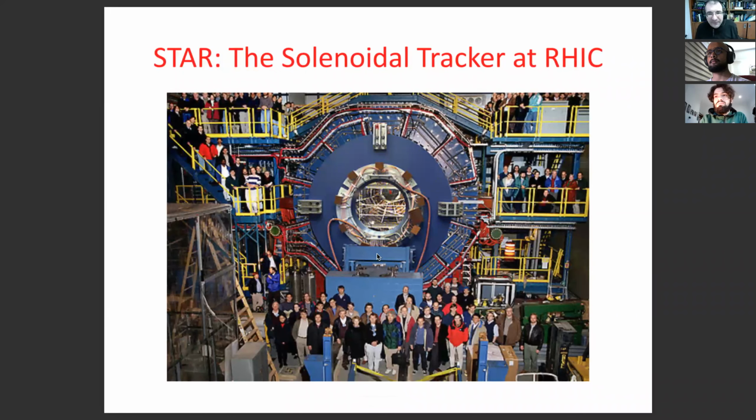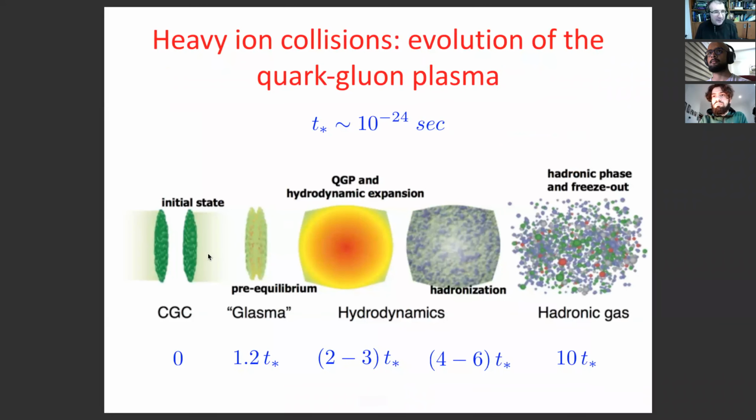Now, here is one of these trackers at RHIC, and here is a picture of what is happening. So you collide these ions, of course, they're Lorentz contracted, right? So they move almost with the speed of light. So these are pancakes, basically, not spheres. They collide, right? And then they form something which is known as Quark-gluon plasma. This Quark-gluon plasma undergoes rapid hydrodynamic expansion, which is described by relativistic Navier-Stokes equations. And then it hadronizes, and then it goes to this freeze-out state with all the hadrons flying out, right?